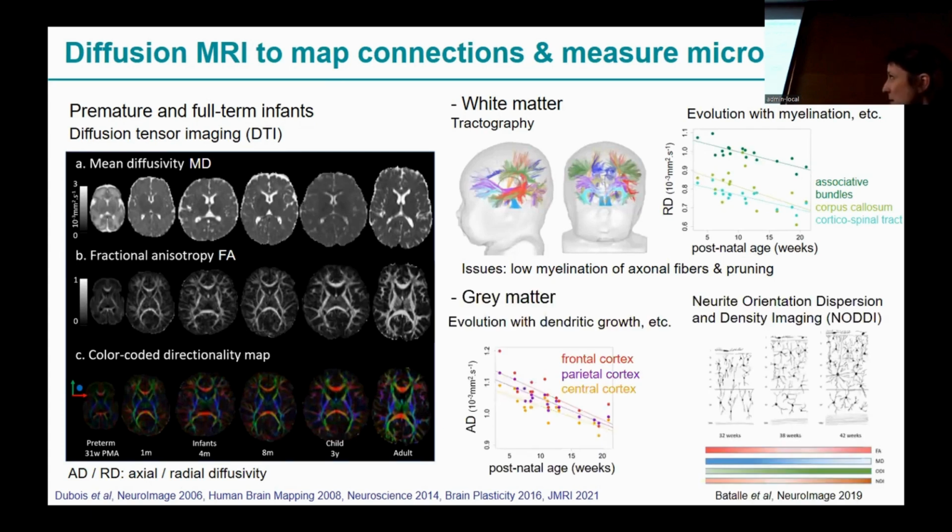And as Serena says, we can also look at changes in the microstructure of the gray matter. So here it's the plot that she showed with this nice study from Batalle and her group, using another model, the NODDI model, to look at these changes in the microstructure. But even with DTI, you can look at some parameters such as axial diffusivity and see some drastic changes in the cortex with age in typical infants.